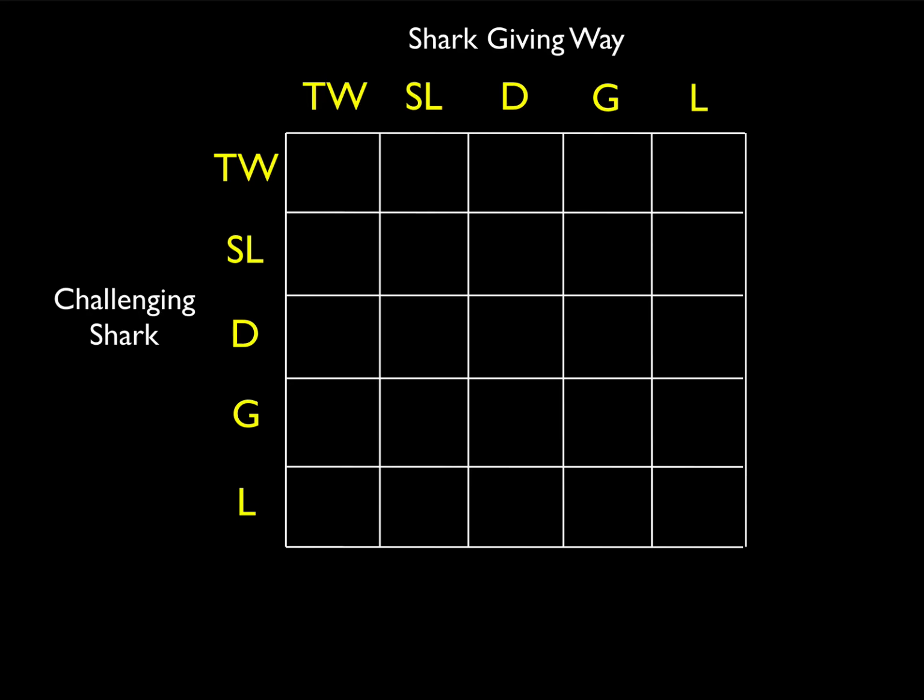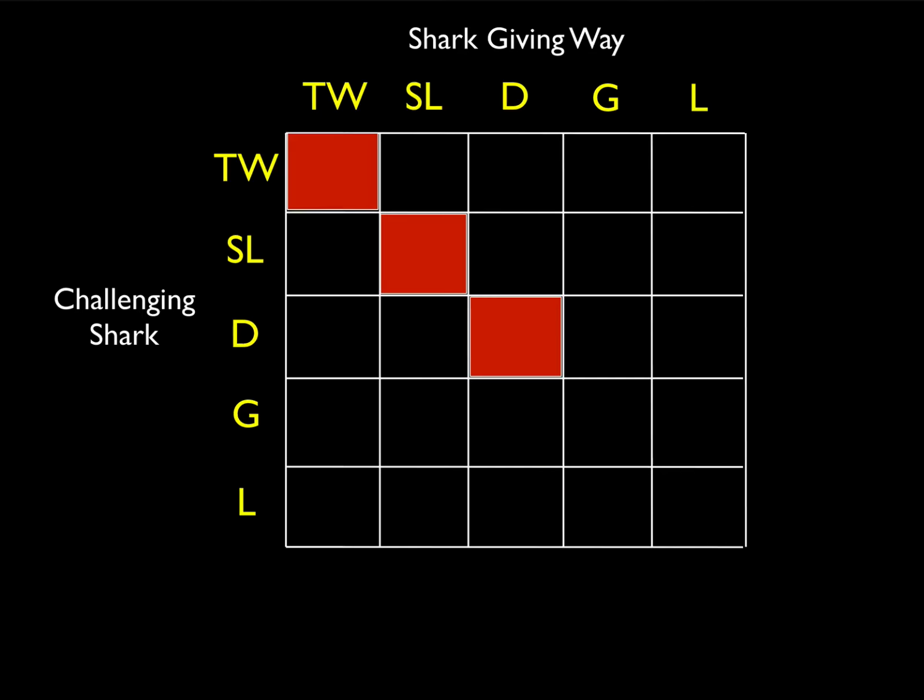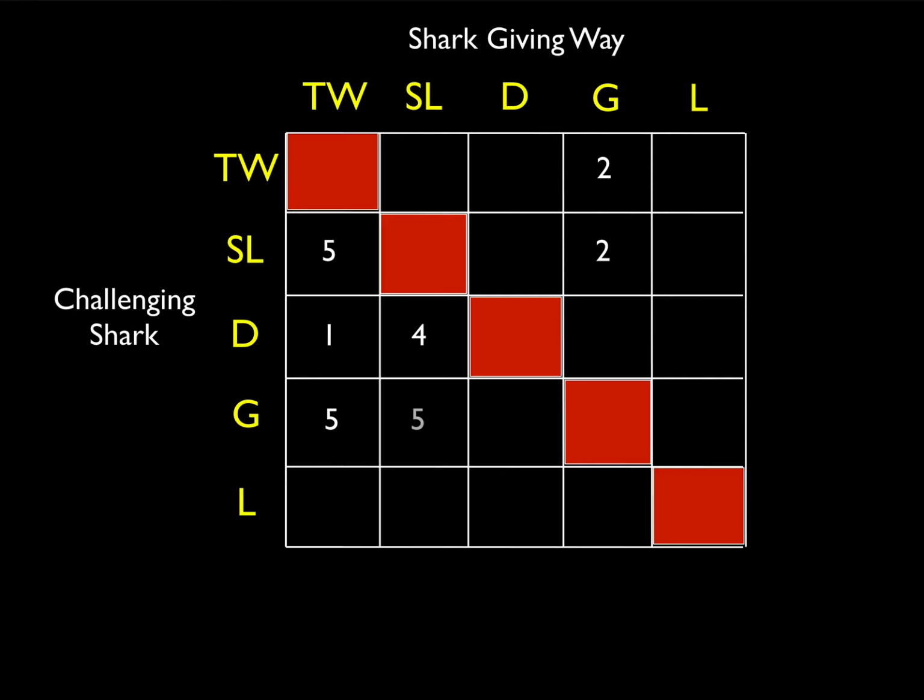Now, a shark cannot give way to itself. They don't challenge and then give way to itself. There's no way that can happen. So these cells will always be empty. Okay, TW can never challenge TW, and so on and so forth. So those are empty cells right there. We're interested in the other ones. So look at this. G gave way to TW twice, and TW gave way to SL 5 times, and G gave way to SL twice. And now we just fill out the rest of this, and you get a sense of what's going on.